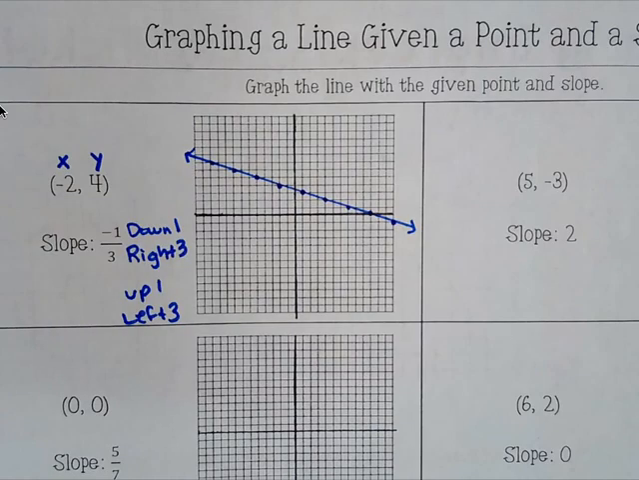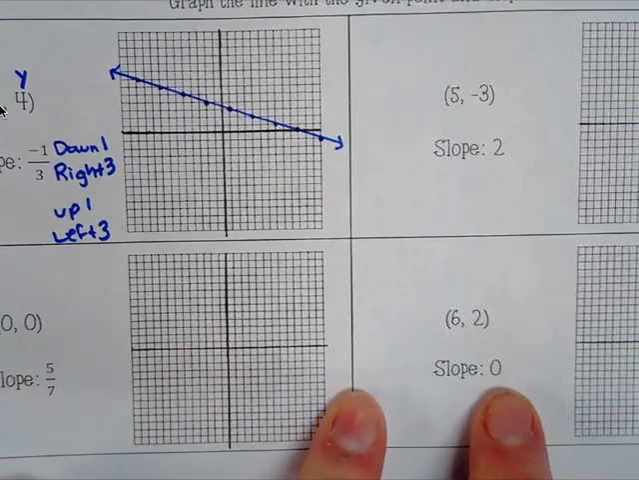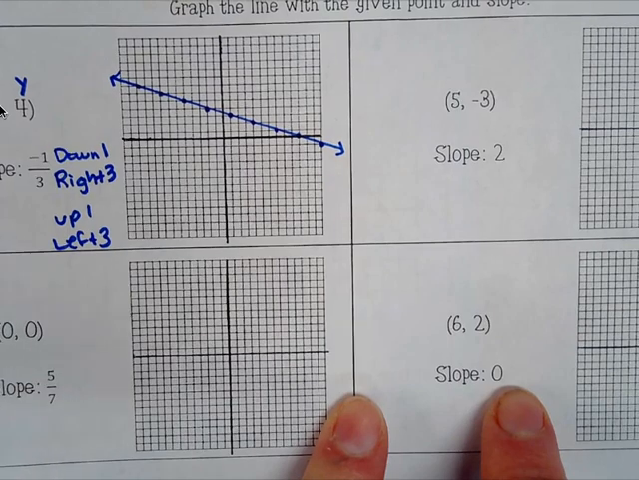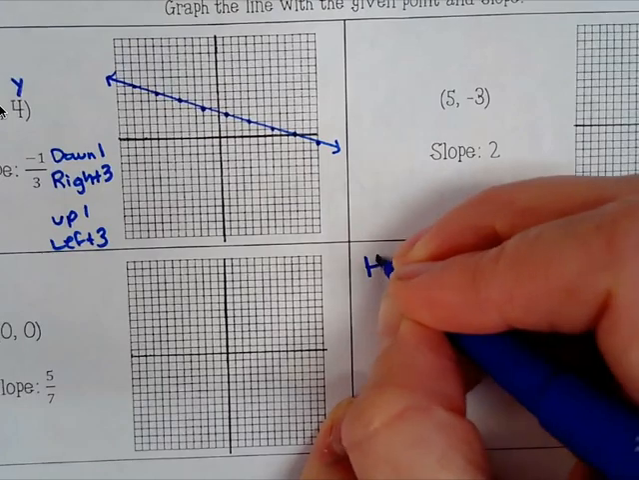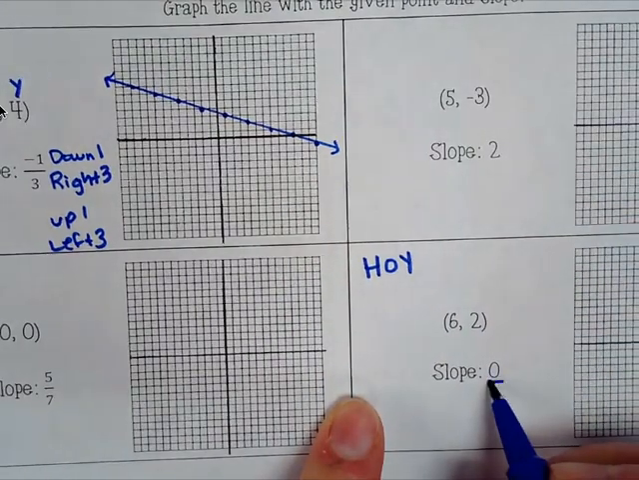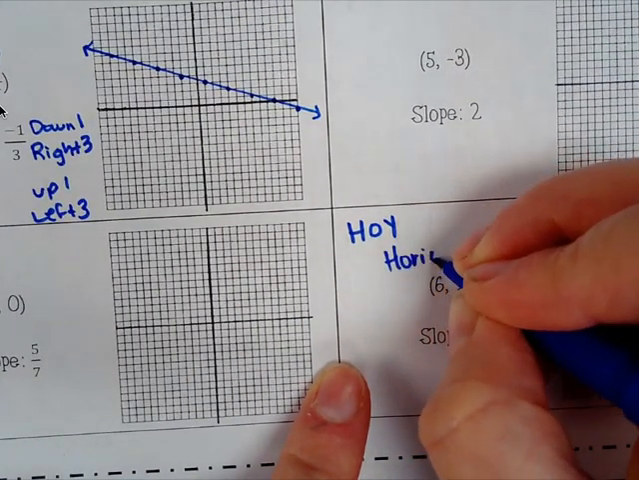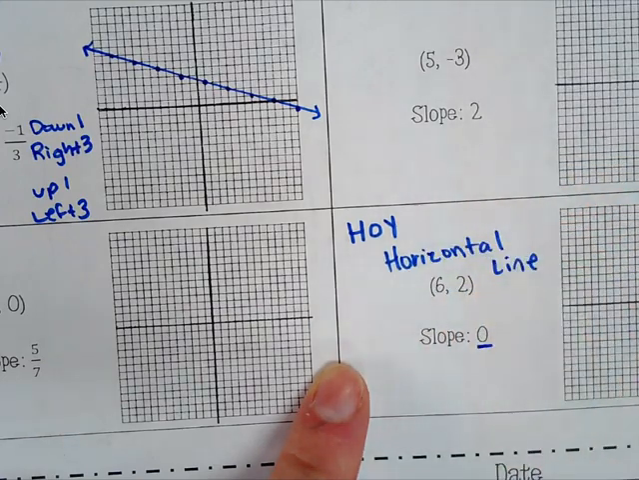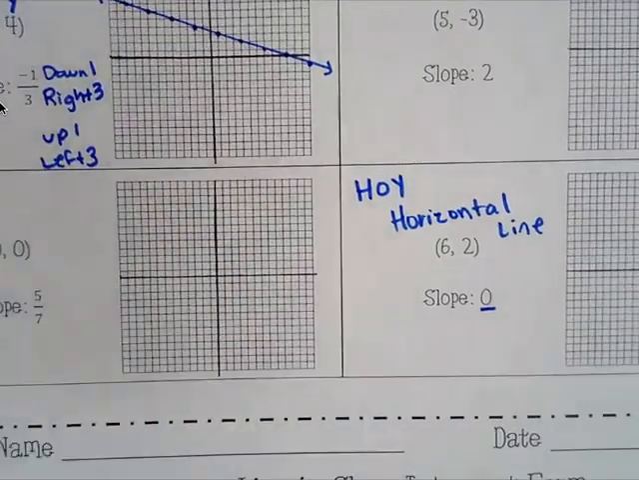So you'll do the same thing for these two. Let's just look at this one real quick. It says (6, 2), slope of 0. So is this HOY or is this VUX? HOY, because it's a slope of 0. If it was undefined, then it would be VUX. So this means this is going to be a horizontal line. I'm not going to do it with you, I just wanted to review that.